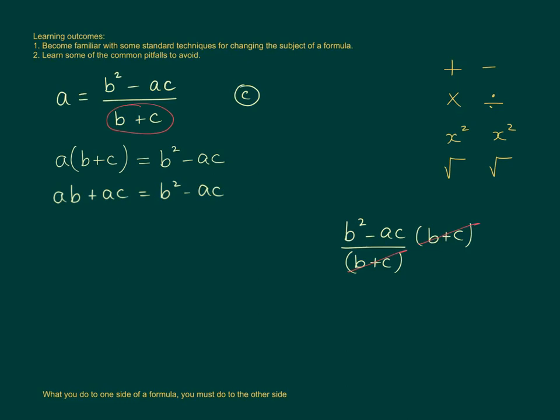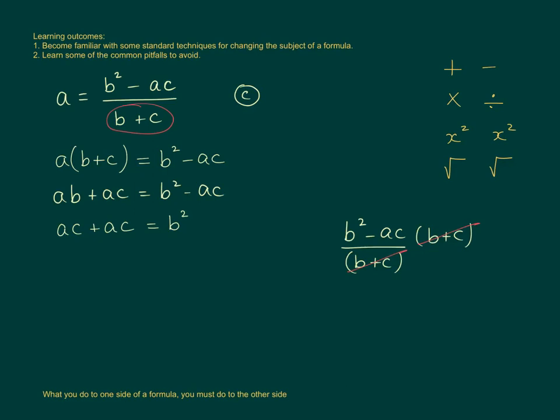Now we need to get every term involving c on the left, so we will need to get rid of the minus AC from the right, which of course means we have to add AC to both sides, and we will need to get rid of AB from the left, which means we will have to subtract AB from both sides. That will give us AC, and again remember we're adding AC to both sides, plus AC equals B squared.